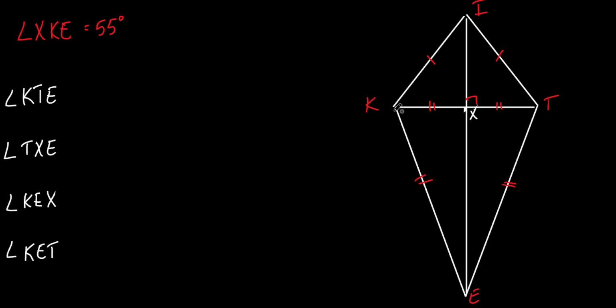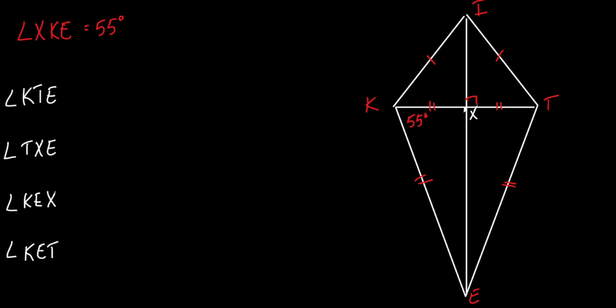All right, well, let's start with the first one, KTE. Let's find out where KTE is. All right, there's K, there's T, there's E. So what are we looking for? I'm sorry, let's put what they tell you first. XKE is 55. Let's put that in there first. There's X right there in the middle. Okay, XKE. So there's X, there's K, there's E. So it's this one right here. That's 55 degrees. So they tell you that.